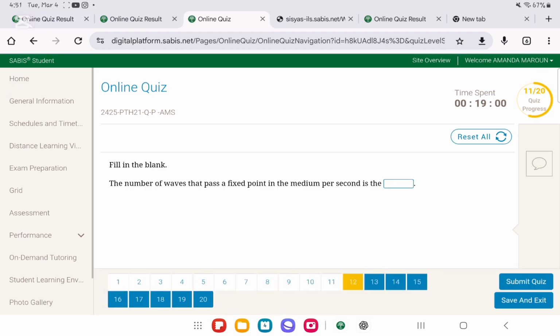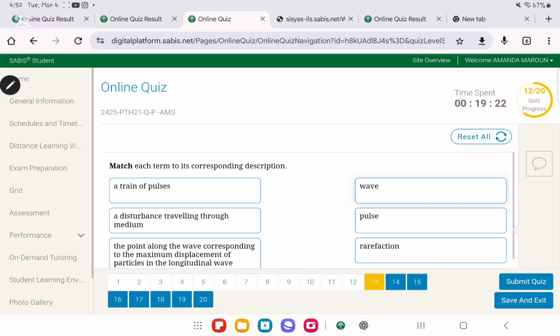The number of waves that pass a fixed point in medium per second. You should know that frequency is how many waves per second, or how many waves pass per second. This is very simply frequency. It's just stating the number of waves that pass a fixed point per second. So it is frequency. We move on to question number 13.